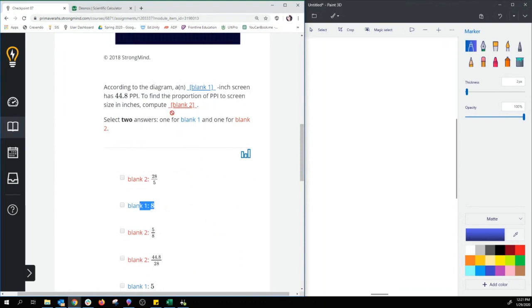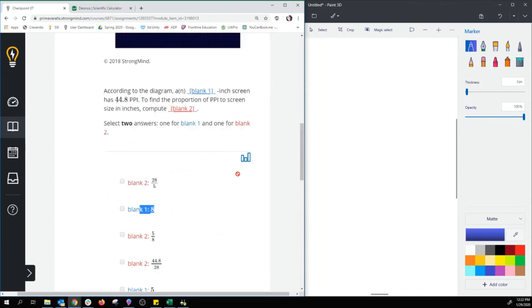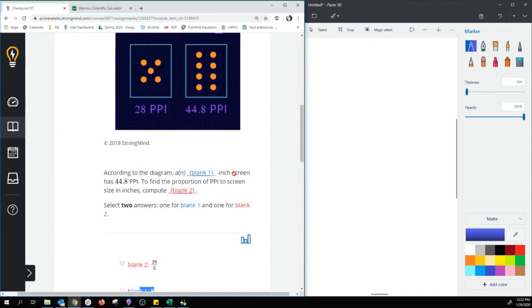And for blank 2, we want to know which proportion of PPI to screen size in inches computes blank. So this is just finding which setup we would use to figure out our unit rate. So Dawson says 8 over 44.8. So you're very close.